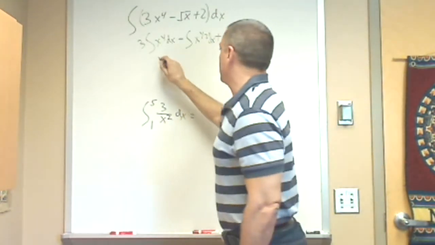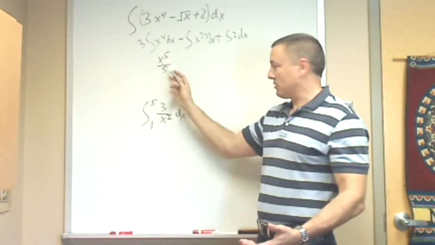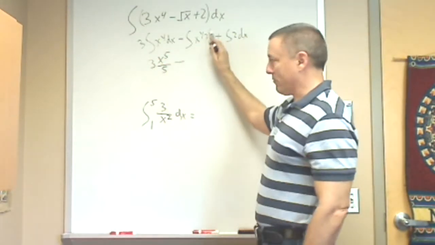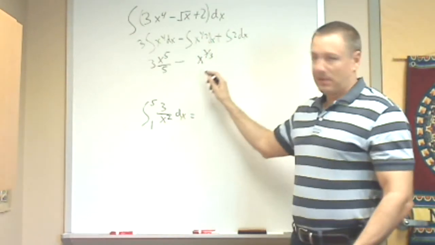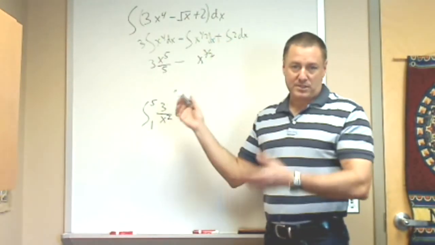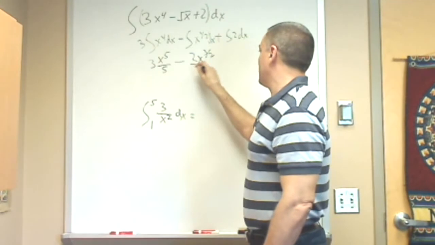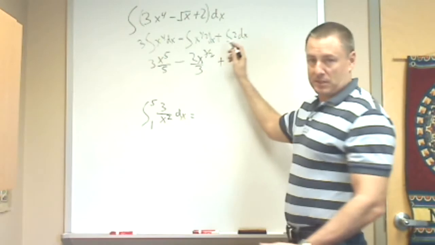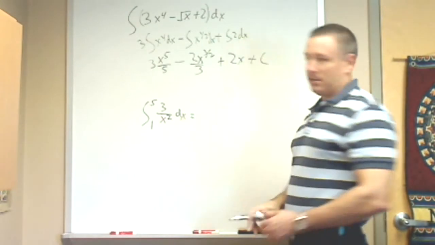x to the 4th will be x to the 5th over 5, because the rule is n, we move to n plus 1 in our answer, divided by n plus 1. So n times the 3 minus, same thing for x to the 1/2. We add 1, so we get x to the 3/2 power, divided by 3/2. But dividing by a fraction is the same as multiplying by its reciprocal. So there's no real reason to write divided by 3/2 when it's going to be the same thing as multiplied by 2/3. And then plus the integral of 2. 2 is a constant. The integral of a constant was kx, so 2x plus a capital C.